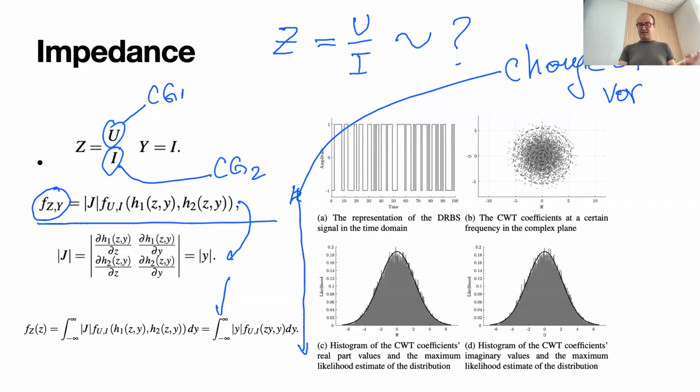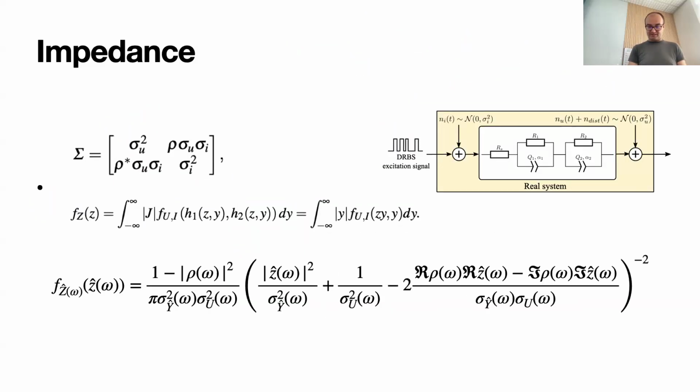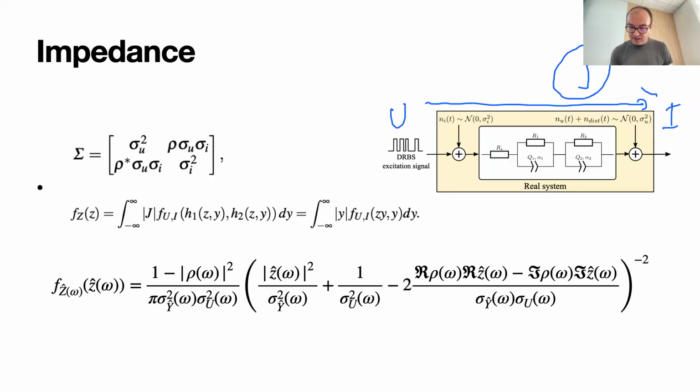The main thing that I would like to tell you is that we have an input signal and an output. It doesn't matter whether it's a current or voltage, I chose something randomly. But these signals, because they pass through a linear system, are correlated. And this correlation, how each frequency of the input is correlated to the output, is actually the impedance.